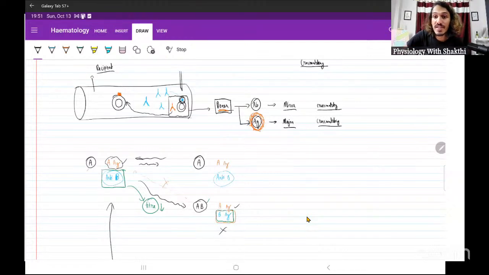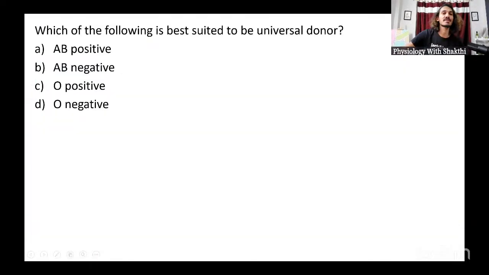Even without explaining the RH blood group system, based on this principle, you will be able to answer this question. Which of the following is best suited to be universal donor? A, B, and O. Only two options are here right now. You just think, a person who's AB has antigens. Is he going to be a good donor? No. So the first two options are gone. Now we have O blood group.